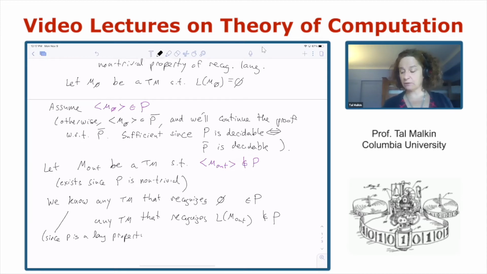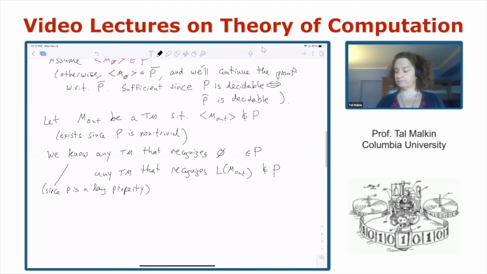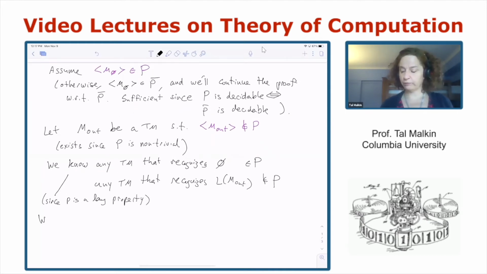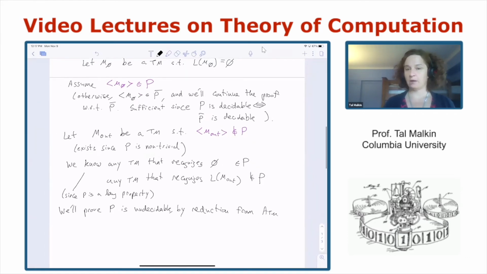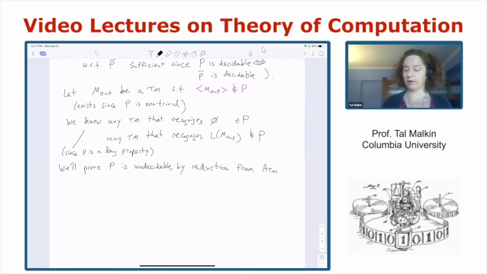Great, so now we're ready to prove the theorem. Now we'll prove P is undecidable by reduction from ATM. So what is the idea? The idea is, just like the examples we saw so far, we'll assume that we have a decider for P, and we will use it in order to decide ATM and therefore reach a contradiction.